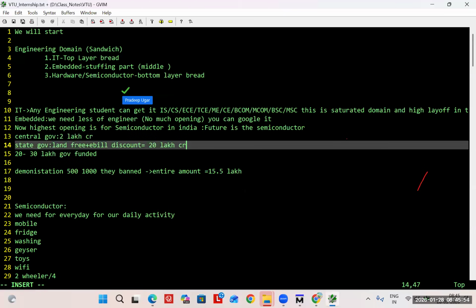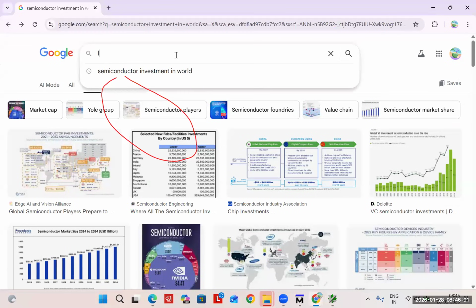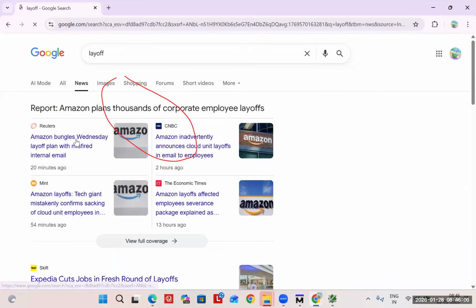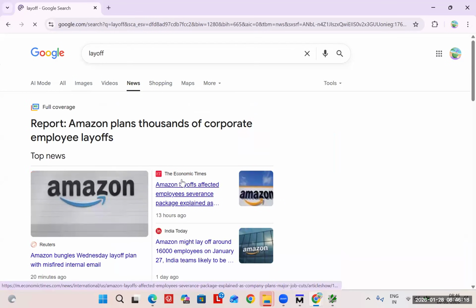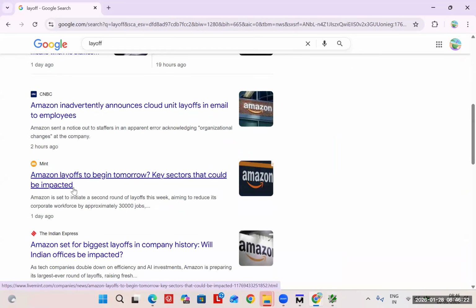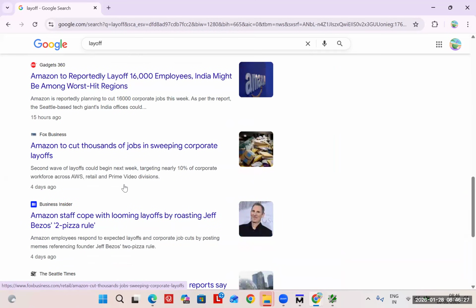Clear? And I think you may be seeing that every day there are one or other layoffs happening. If you search layoffs and open a newspaper, you will get to know. 20 minutes back, again 2 hours back. They are all IT companies. You can see here. I don't have to tell anything. Clear?